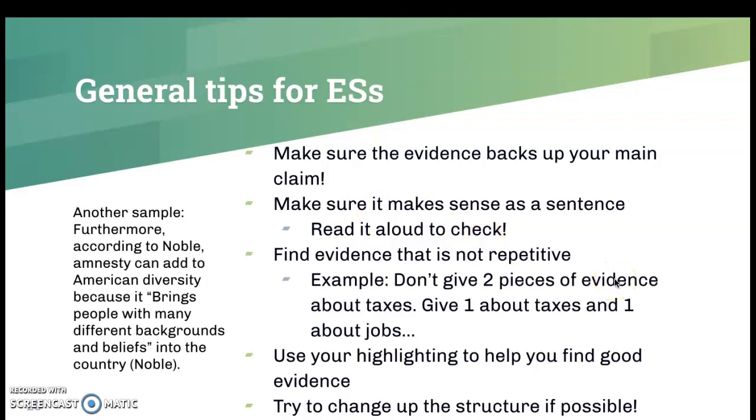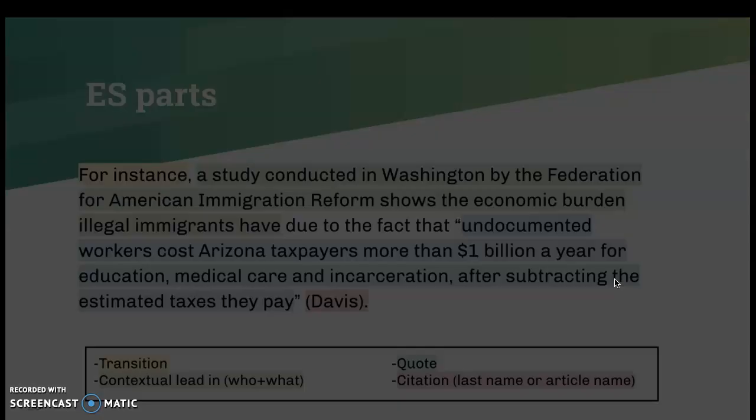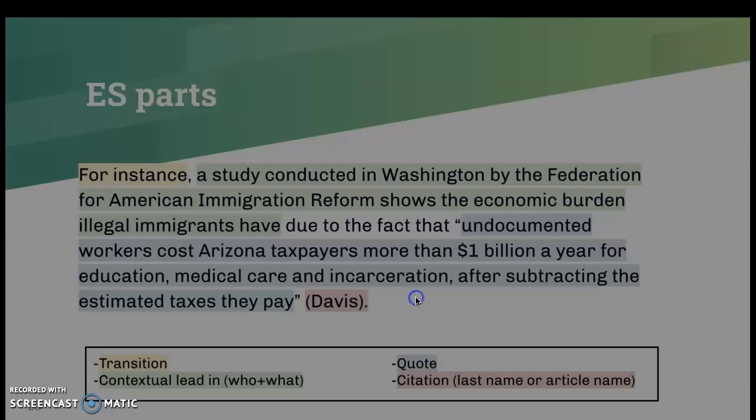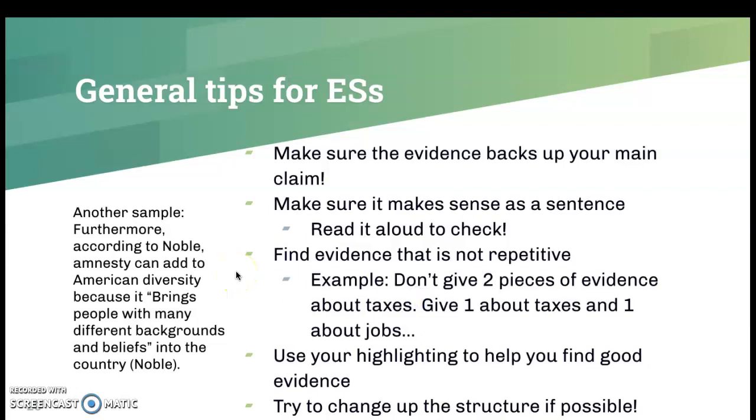Also, try to find evidence that is not repetitive. In the last quote, it was about American taxpayers having to pay money for illegal immigrants being in America. If I had two quotes that basically said the same thing, it's not going to be the best argument, right? I'm going to want to find two different economic reasons why deportation is the best. I'm trying to find as many reasons as I can to support my side to make my argument really strong. So don't give two pieces of evidence about taxes, right? Give one about taxes, because that's a great reason, but then maybe find another about jobs, or find another about welfare, or find another about some other aspect of the economic argument.